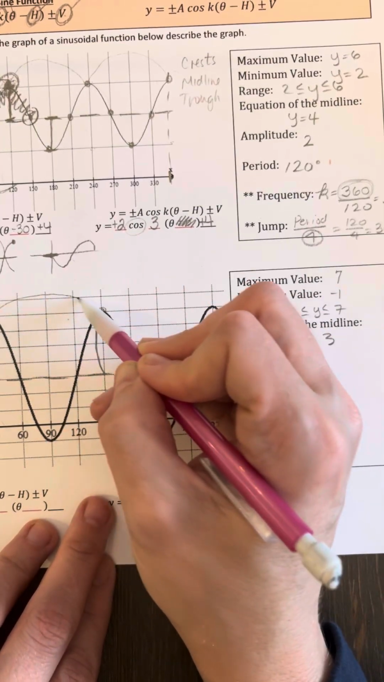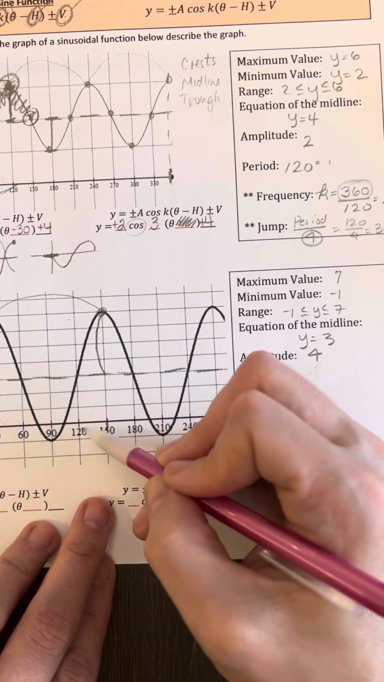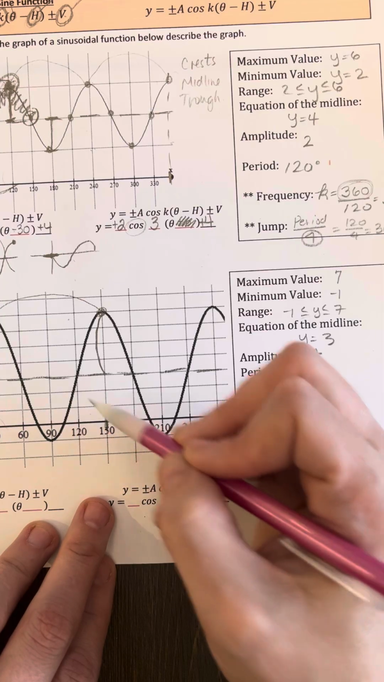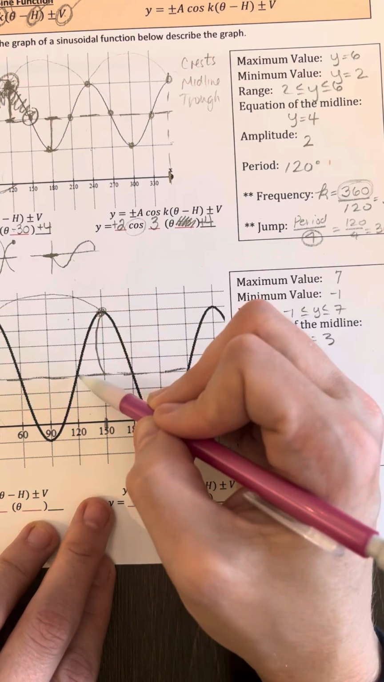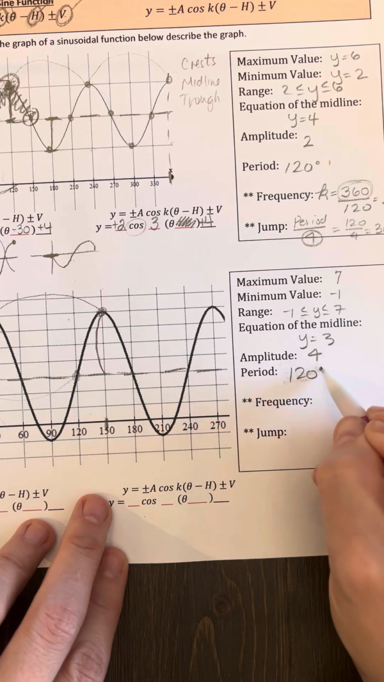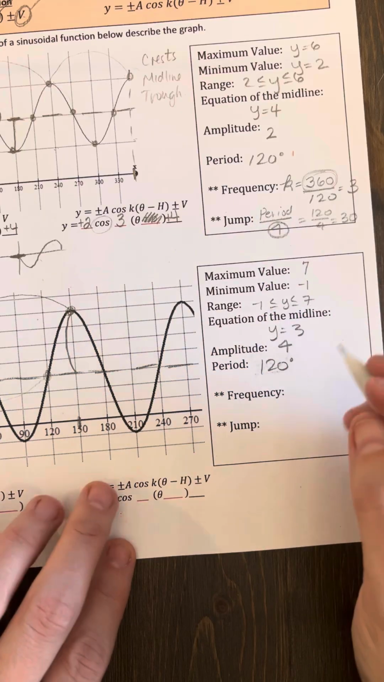So to get from here to here, that's 120 units. From 30 to 150, that's 120 units. I could have started here and gone to here. That's 120 units too. My period is 120, just like last time. That's just a coincidence. It won't always be 120 for your period.